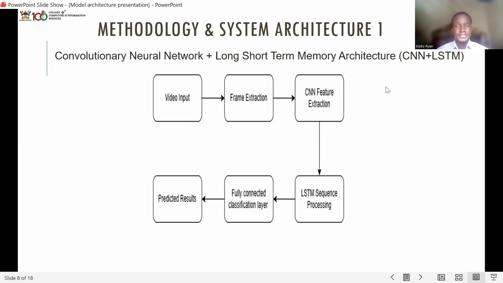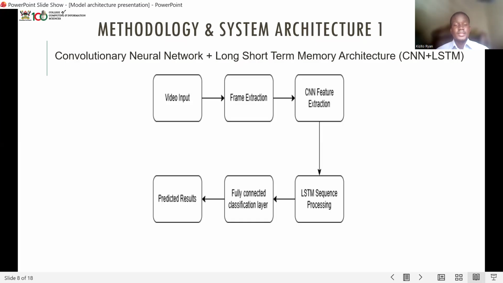methodology and system architecture. And since I'm looking at a video data set, my choice of models today is the convolutional network combined with long short-term memory as my first choice of model architecture. So to begin with, when you come to CNN plus LSTM, these are two neural network techniques that you can use to analyze surveillance footage, for example, like our data, and classify them into the necessary categories.